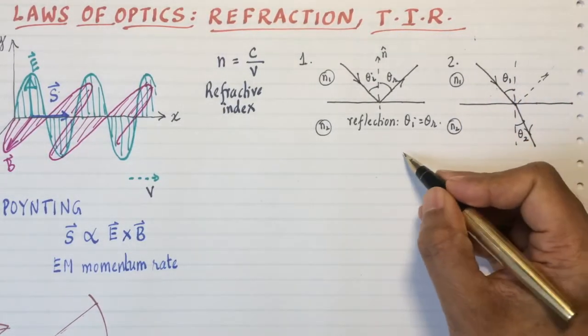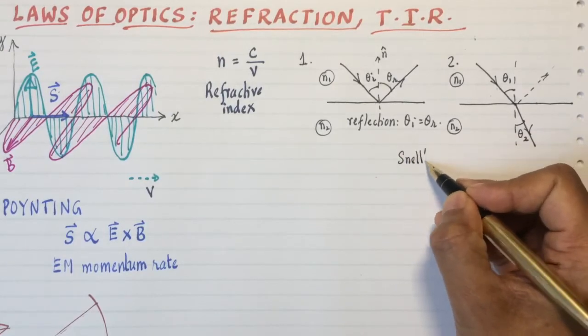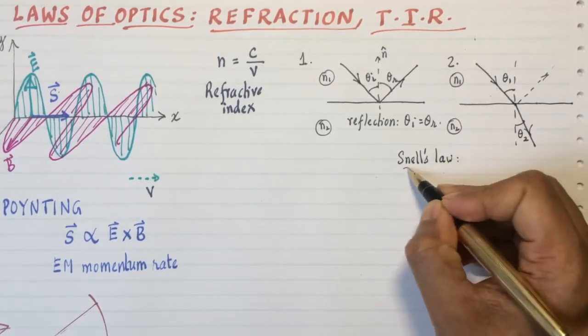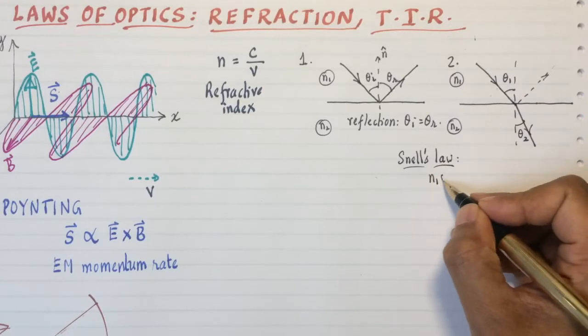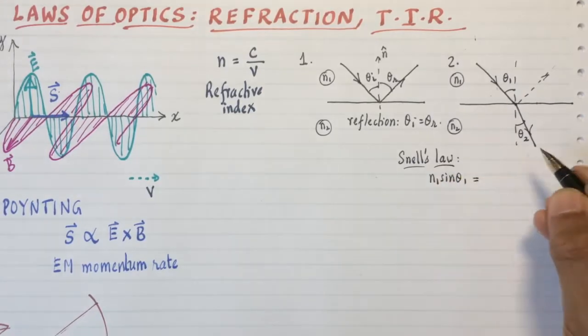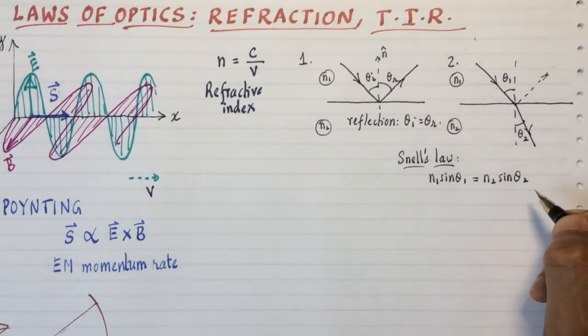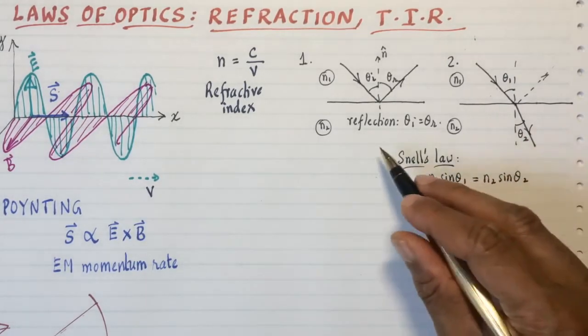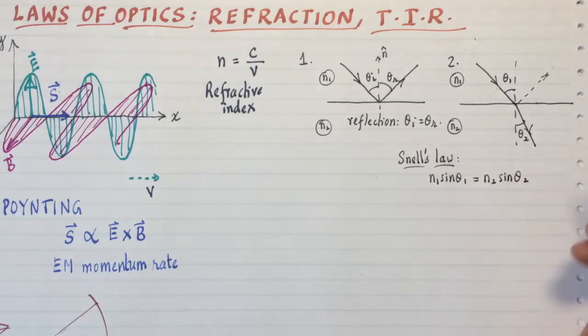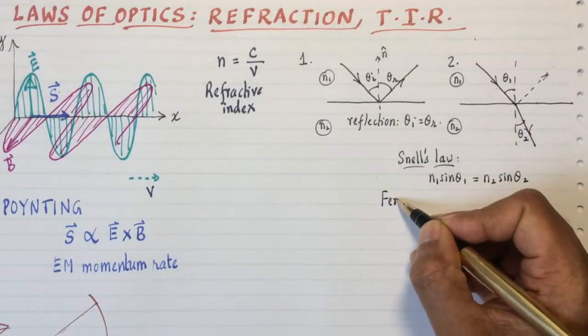Then the law of Snell, known as Snell's law, is a statement that n1 times sine theta 1 equals n2 times sine theta 2. Snell's law is, like the law of reflection, derivable from what's called the Fermat's extremal time principle.